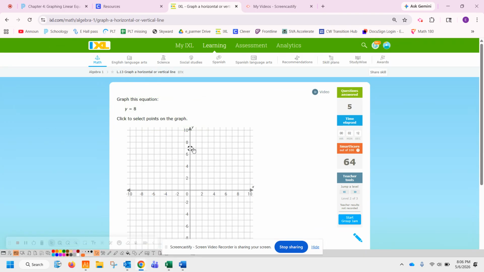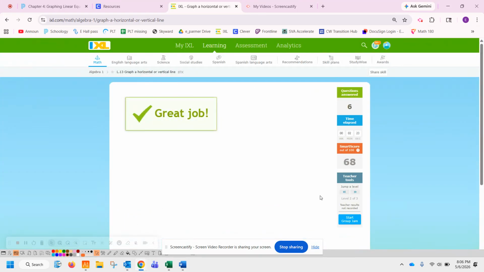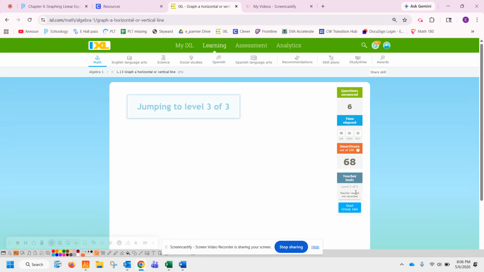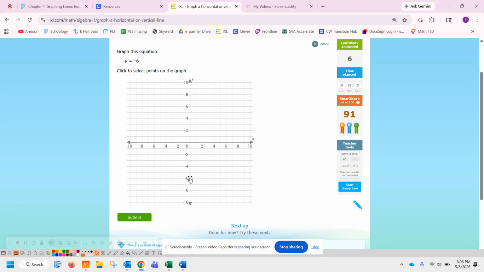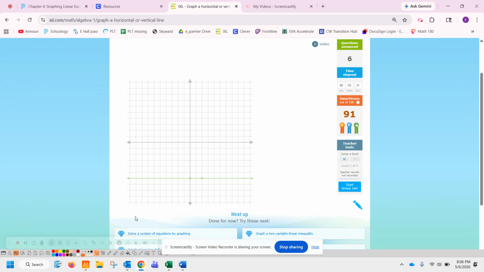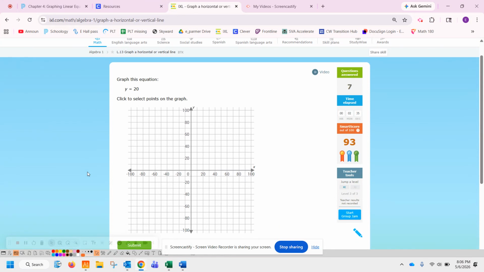Okay, Y equals 8, positive 8, creating a Y line. Let's jump another level. Okay, Y is negative 6. This isn't difficult. Okay. Take your time, double check your work before you submit anything.